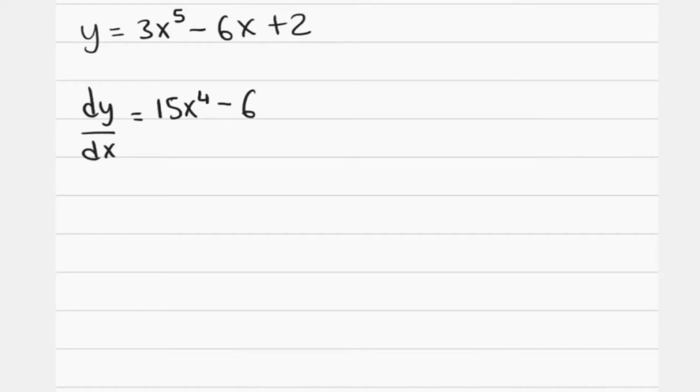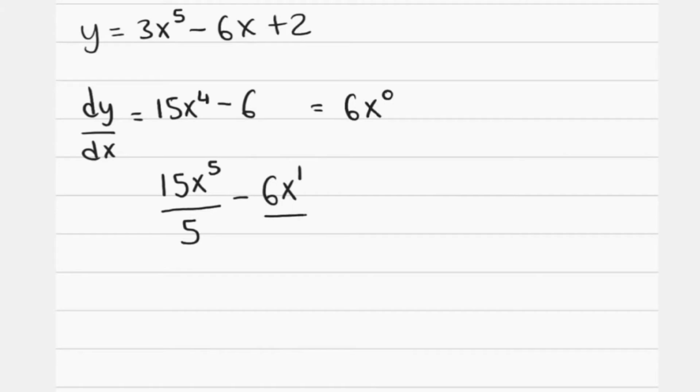So using the formula, which I've shown you on the previous slide, we can say that 15x to the 4, so we increase the power by 1, so that becomes 15x to the 5. And then we divide that by the power, so it's going to be 15x to the 5 divided by 5. Take away, so we've got there 6. So that technically equals 6x to the 0. So what we do is we increase that power by 1 and divide that by 1. And we add the constant plus c.